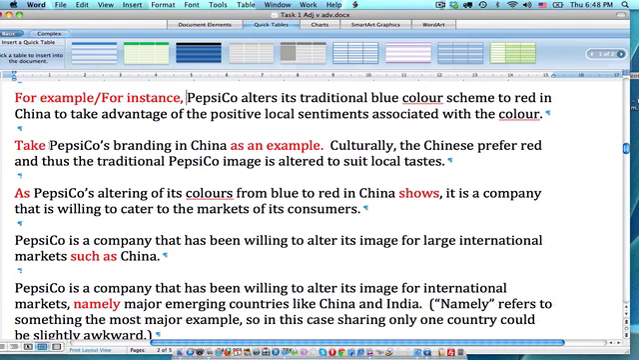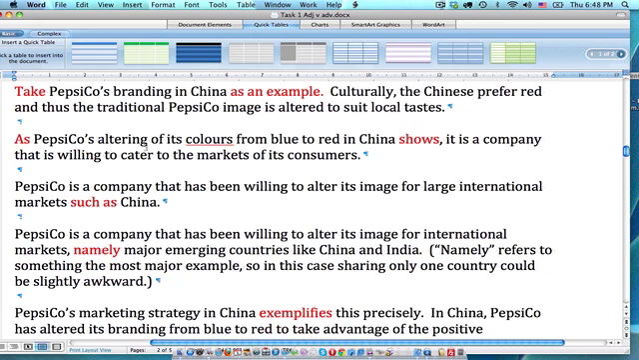Okay, secondly, take PepsiCo's branding in China as an example, full stop. Now that's not the end of the example, that's just sort of a little intro to what the example is going to be. The example really happens here. Culturally, the Chinese prefer red, and thus the traditional PepsiCo image is altered to suit local tastes.